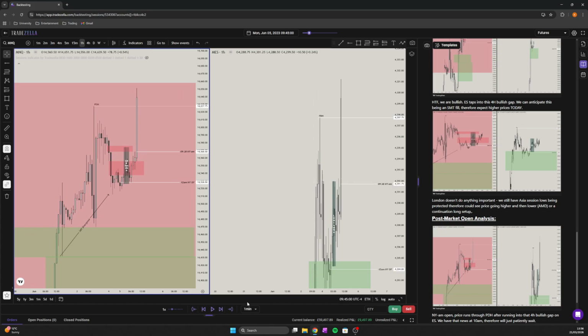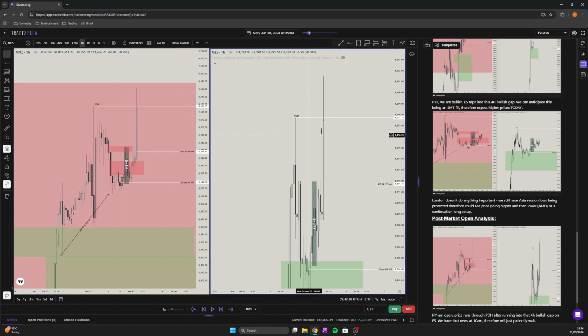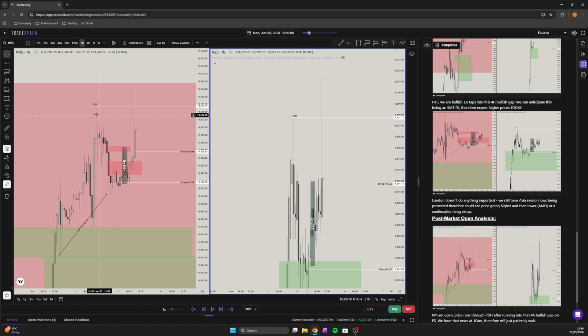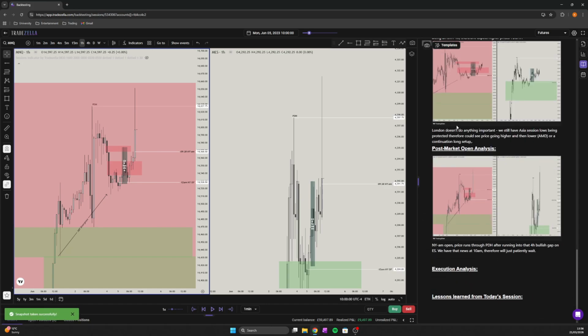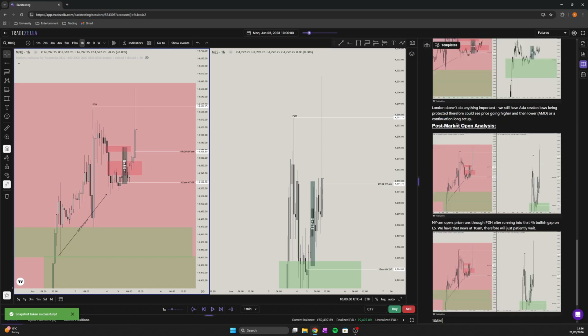Let's see what happens here. I think the more important part is the 1 hour, to see if we sweep it or not. If we sweep it, what can we expect? Lower prices. And that looks very clean to me. That looks like a very clean sweep. 10 a.m. candle, we can see a clear sweep of previous day's high.